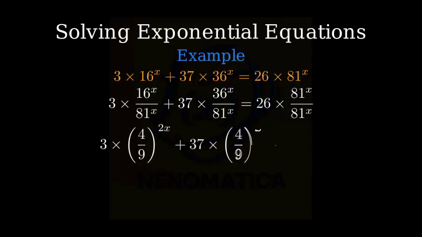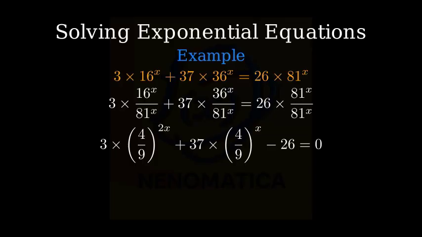Now, let's express each term in a common form. 16 can be written as 4 squared, and 81 is 9 squared. So 16 to the x over 81 to the x equals 4 over 9, all to the power of 2x. Similarly, 36 can be written as 6 squared, and 81 is 9 squared. So 36 to the x over 81 to the x equals 6 over 9, which simplifies to 2/3, all to the power of 2x. But wait, let's recalculate.